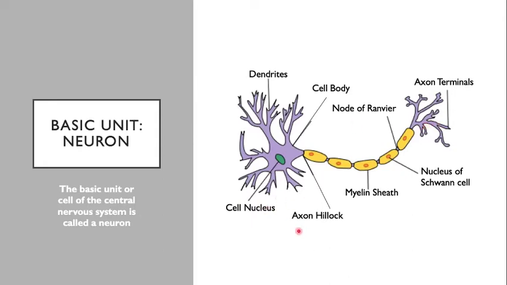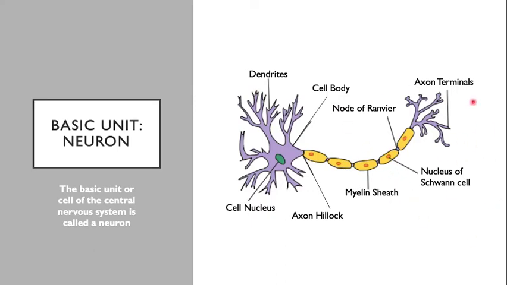So I want you guys to take maybe 2 minutes to quiz yourselves. What is the axon hillock for? What is the myelin sheath for? What are the nodes of Ranvier? What are the dendrites? And what are the axon terminals?